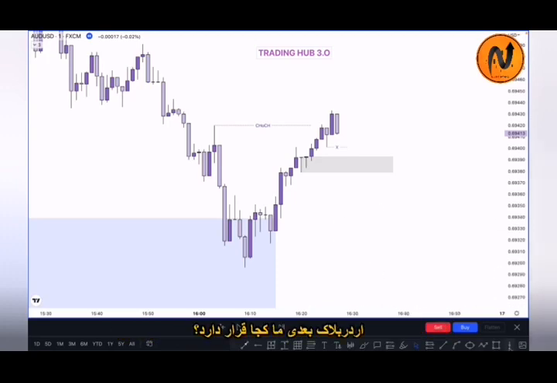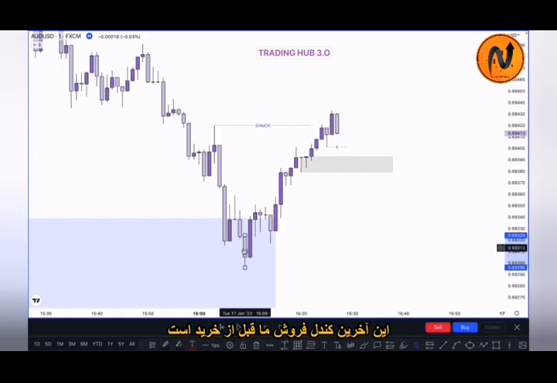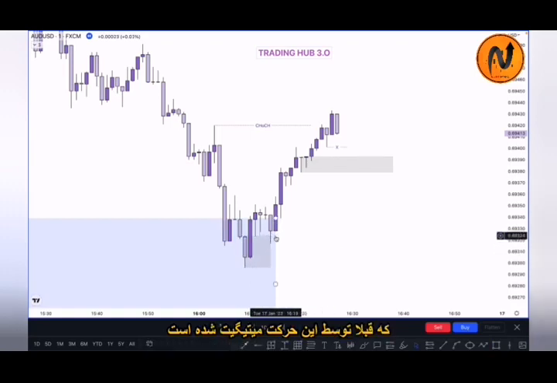And where is our next order block? Look at the bottom side. This is our last selling candle before the buy, which is already mitigated by this move, right? So this is not valid. Only one order block, used only one time. The next order block is here, right here. This one is also the last selling candle before this buy, which is already mitigated by the third candle.